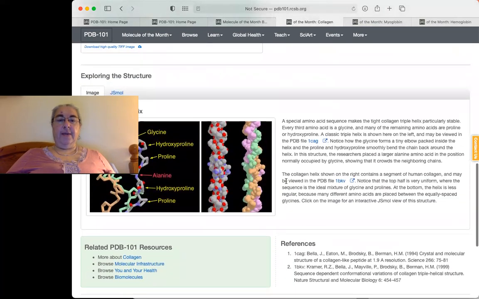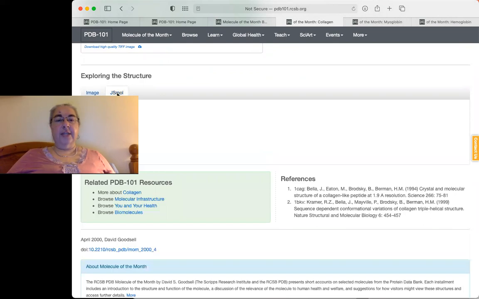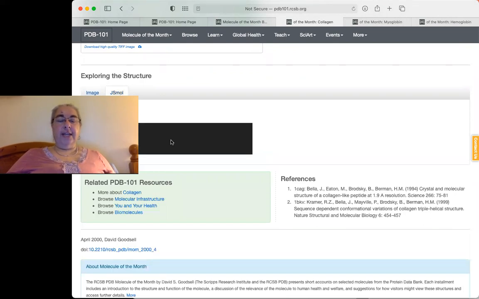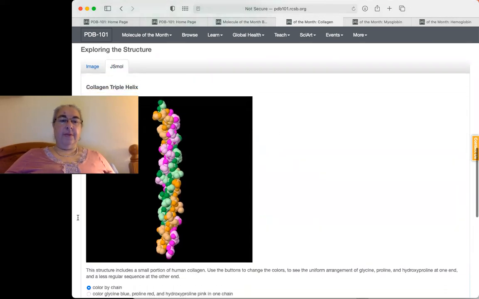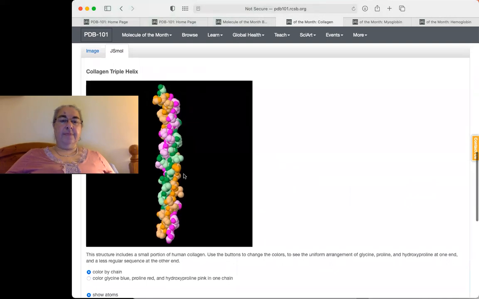Some nice illustrations and some nice things to think about. And down here, exploring the structure, we have a static diagram, if you like, showing the different amino acids involved in collagen structure. But if you click on this link, and if the device that you're using is capable of it, you can actually get an interactive three-dimensional model of collagen. Okay, so here is collagen.